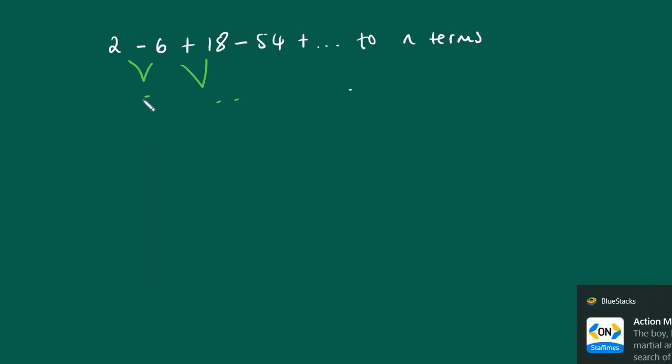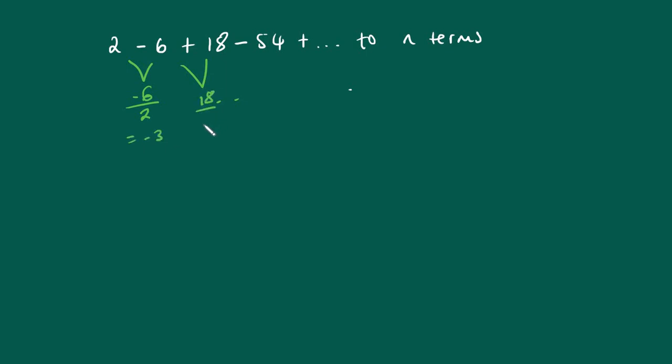For us to do so, you say negative 6 divided by 2. The answer is going to be negative 3. And then here you say 18 divided by negative 6. The answer is going to be negative 3. So therefore this becomes your ratio. So your ratio is negative 3. Your first term is 2.